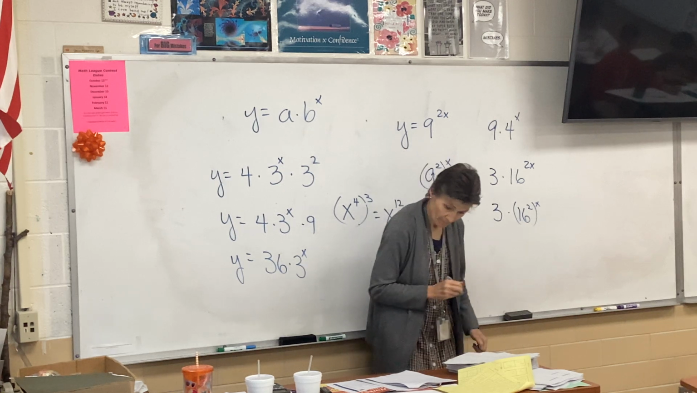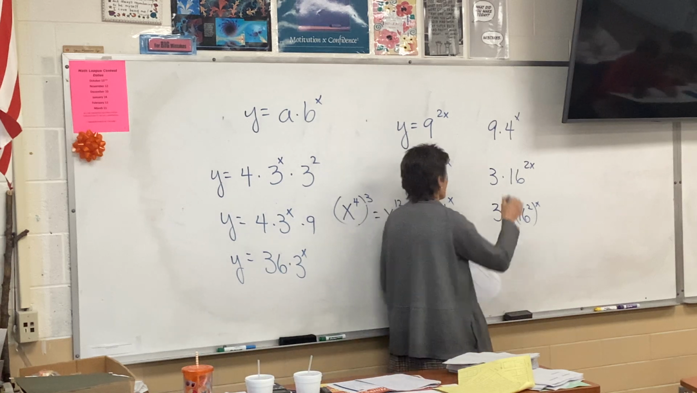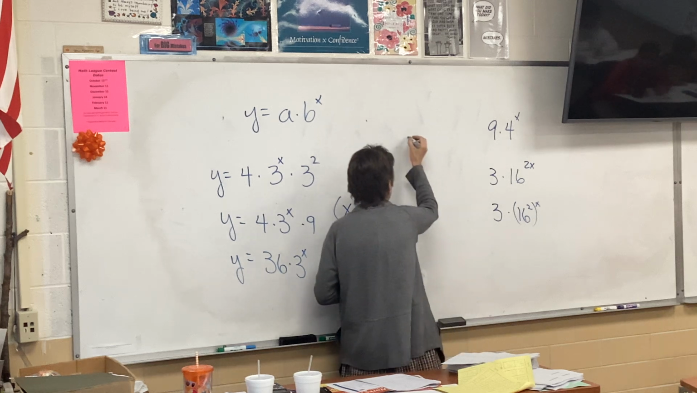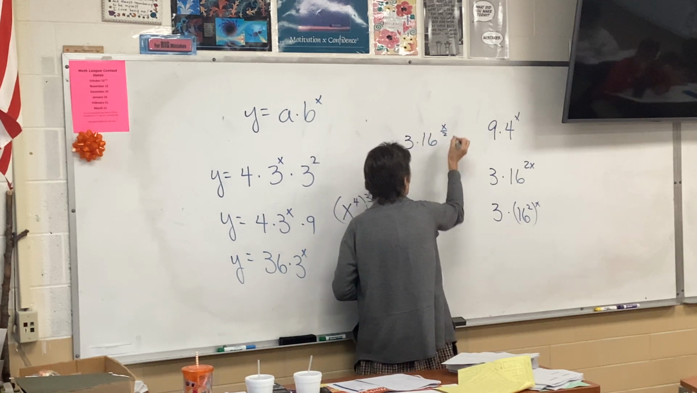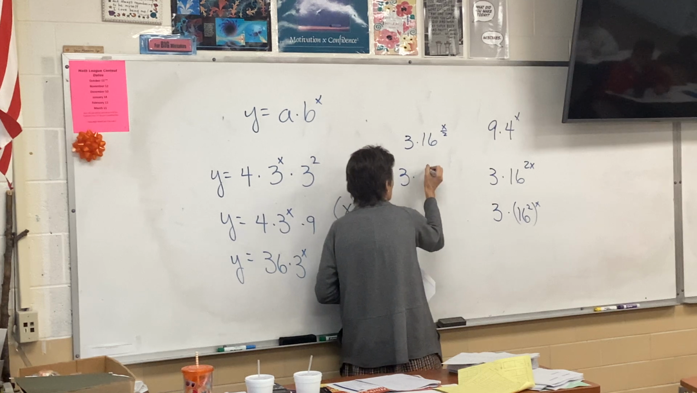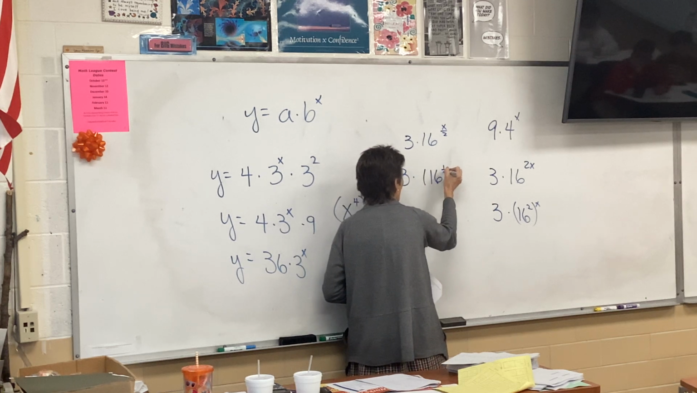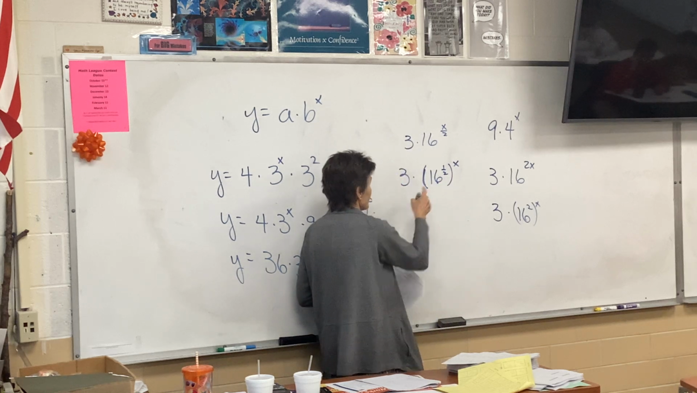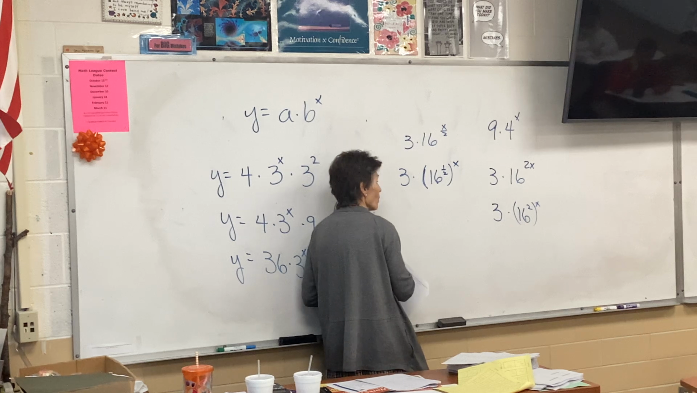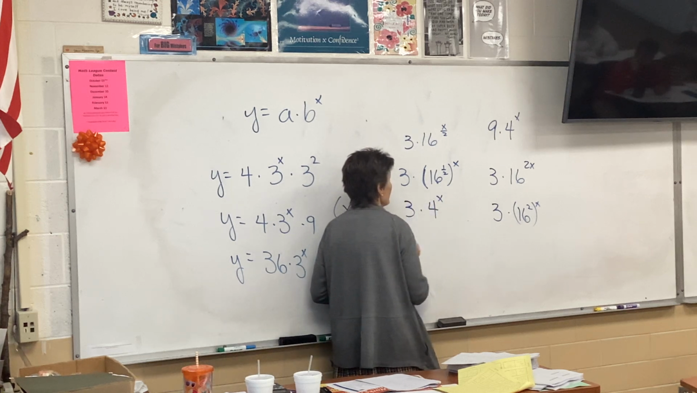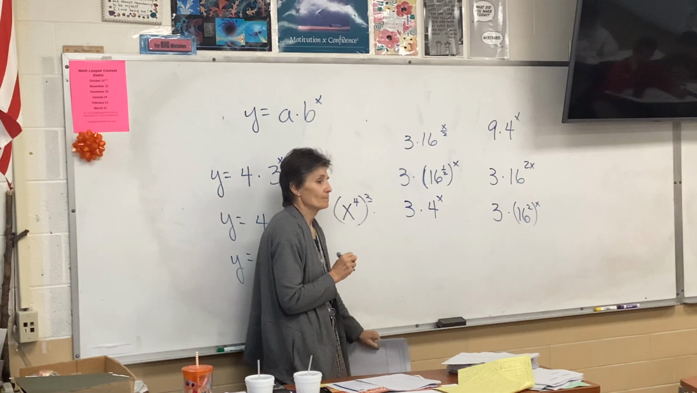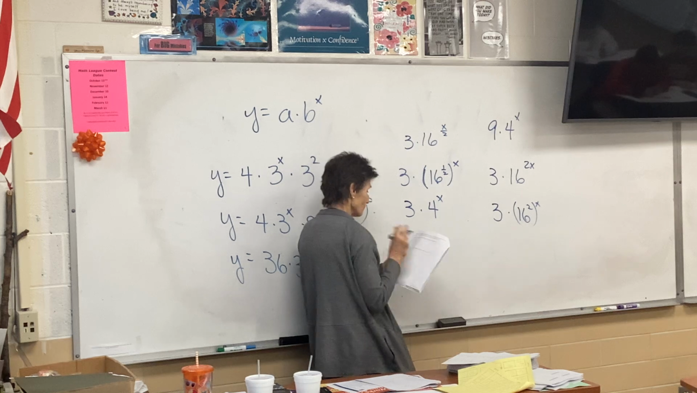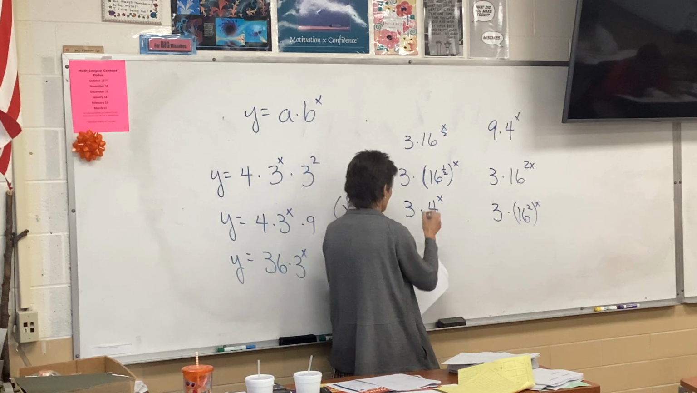A? 3 times 16 to the x over 2. So that would be 3 times 16 to the 1/2 to the x. What's 16 to the 1/2? 4. 3 times 4 to the x. Oh, C. I'm supposed to have a 9 out in front. Okay, so now we think it's C.